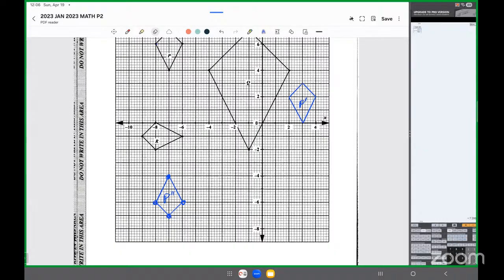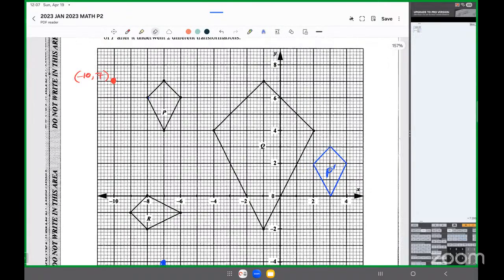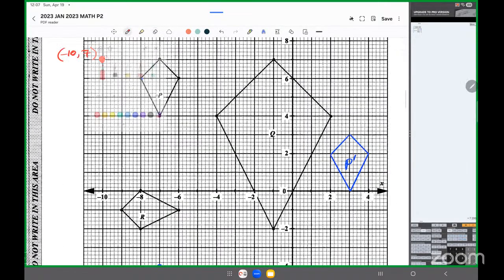So the key thing is that the center of rotation is on the perpendicular bisector of the lines joining corresponding points. I need two of them. So you need two perpendicular bisectors of lines joining corresponding points. So you have to construct it. All right? So you have to find the corresponding points first. And you want to use points that are convenient to you.